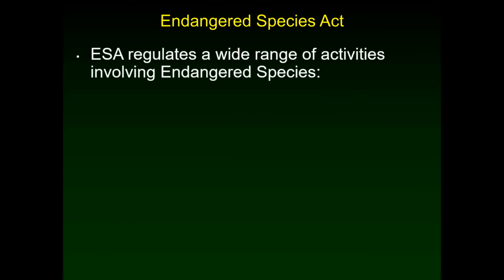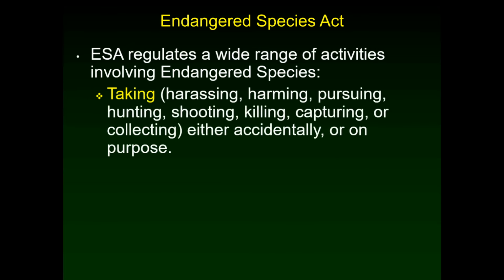The ESA regulates a wide range of activities involving endangered species. So taking, which also includes harassing, harming, pursuing, hunting, shooting, killing, capturing, or collecting, either accidentally or on purpose. That's a big one. Accidentally or on purpose, which means that if you go out to hunt deer, you just can't indiscriminately shoot every single species along the way.